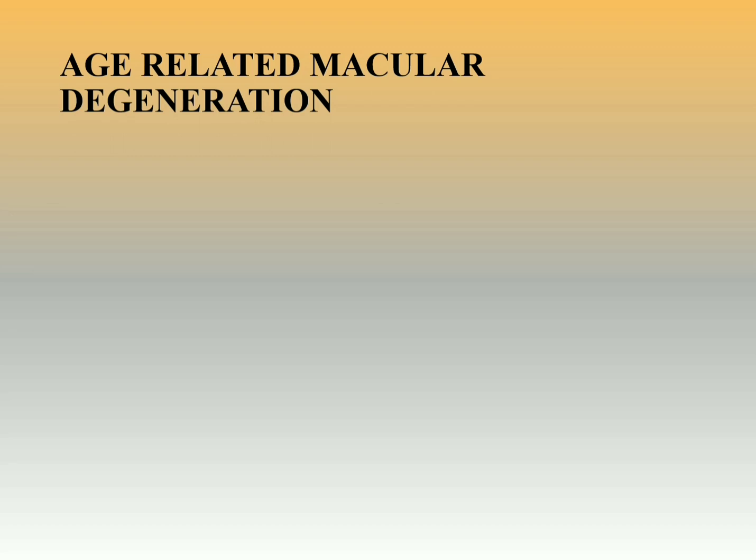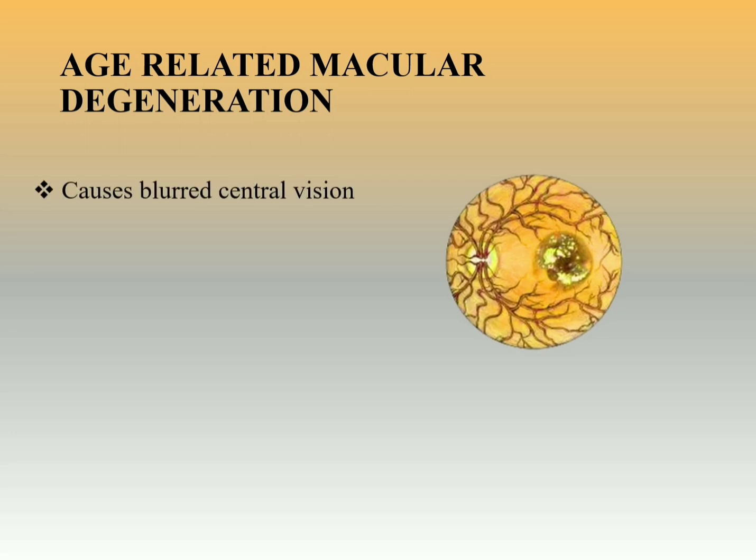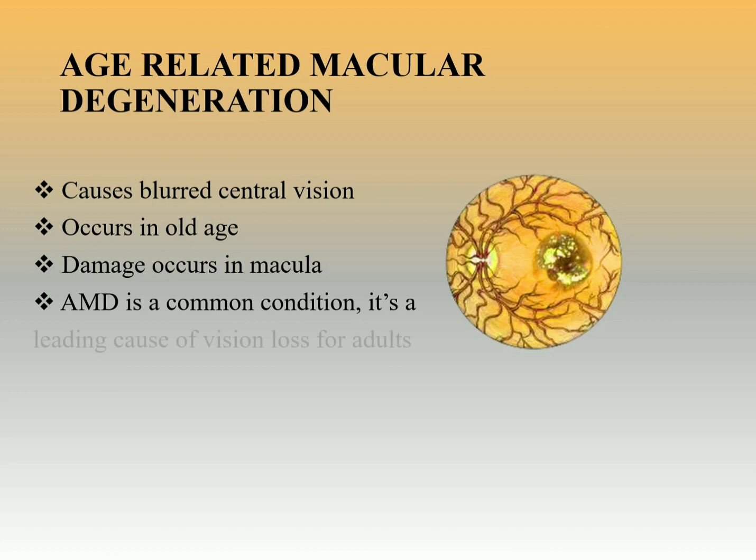Age-related macular degeneration. Age-related macular degeneration is an eye disease that can blur your central vision. It happens when aging causes damage to the macula, the part of the eye that controls sharp, straight-ahead vision. Macula is a part of the retina, and AMD is a common condition and is a leading cause of vision loss for older adults.